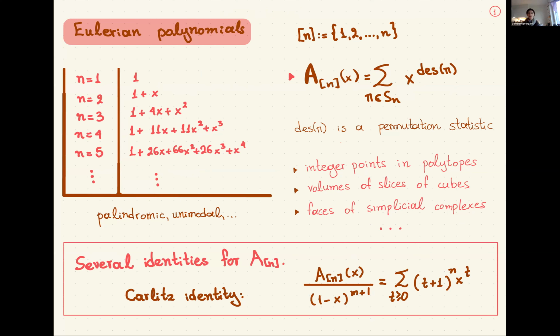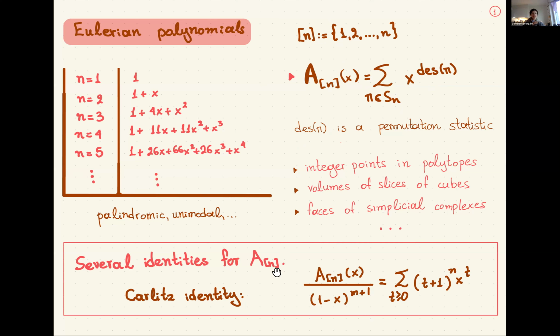And one way to think of them is as the descent polynomial of permutations. Descent is a statistic of permutations. So if I have a permutation of n numbers and the ith entry is greater than the i plus 1th entry, this gives a descent. Then we collect this information in a polynomial, and that's the descent polynomial here. And the Eulerian polynomial is exactly this polynomial, right? And again, here I want to emphasize that by bracket n in the slides, I mean the set of numbers from 1 up to n.